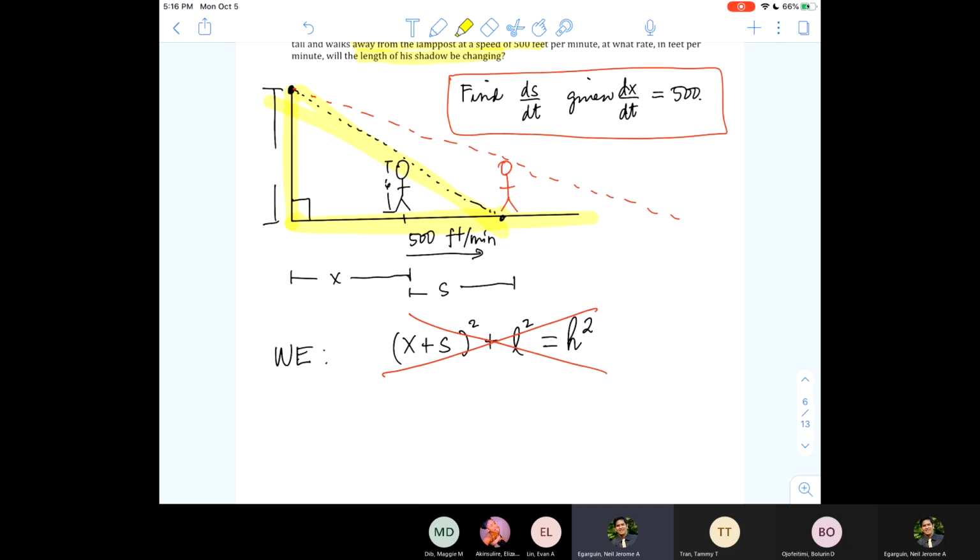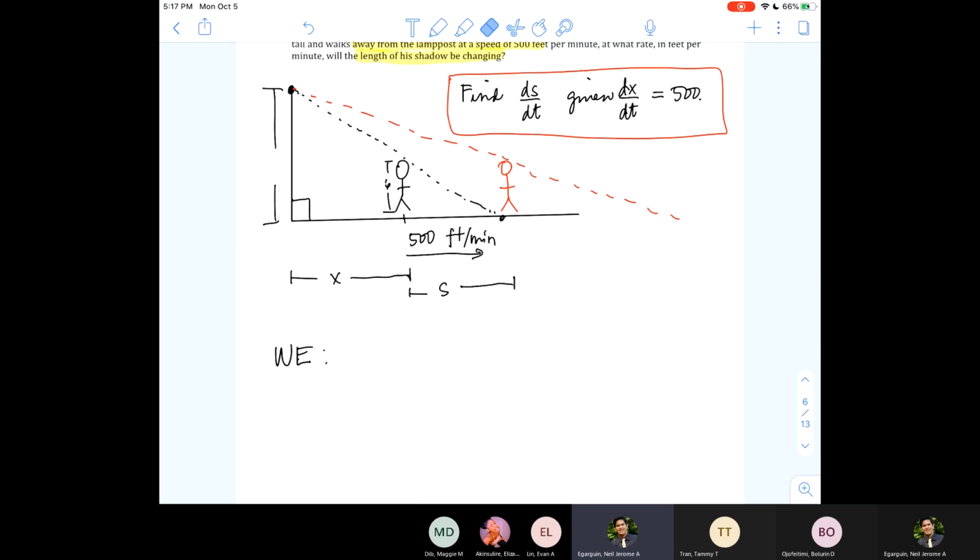But as you have seen in this analysis, if I insist on using the Pythagorean theorem, it will require us to have dh over dt, but we don't know how fast the hypotenuse is changing. So this is the wrong working equation. That won't work.